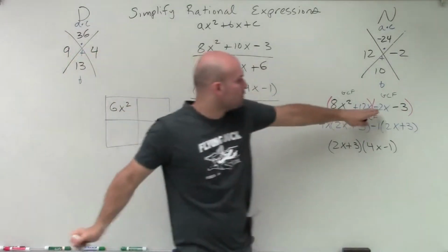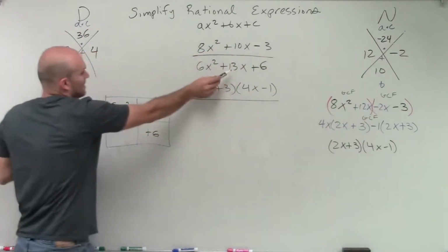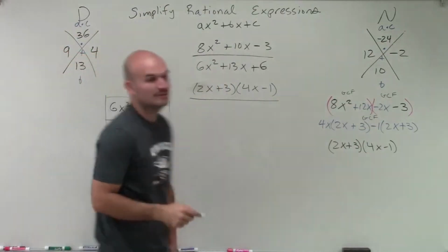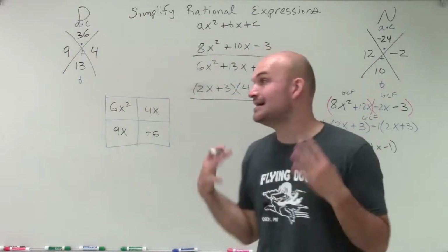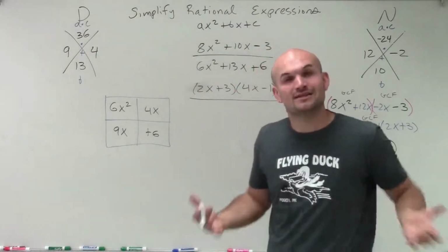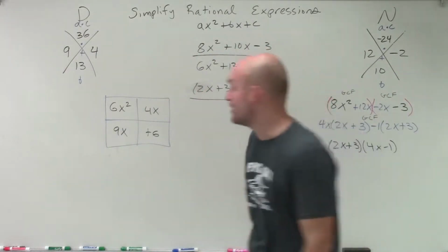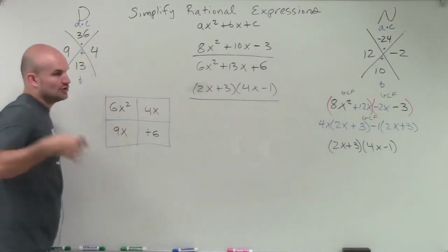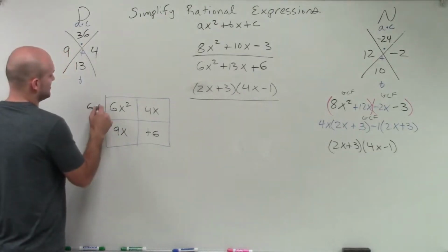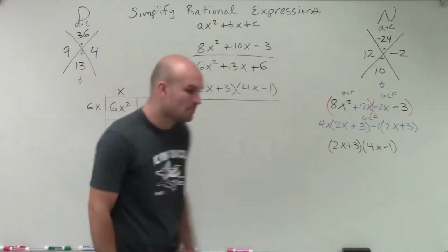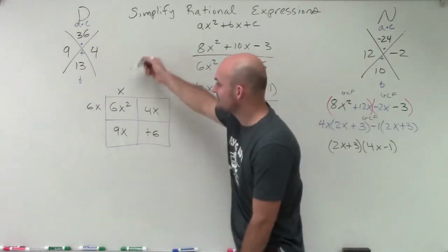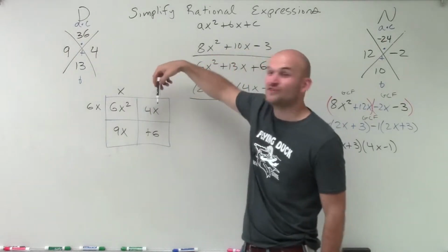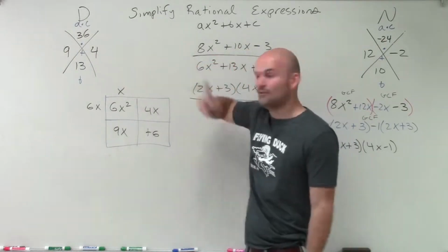Just like how I rewrote our middle term here, I can rewrite my 13x as 9x and 4x. All right, and that helps us fill in our boxes. Now we just need to determine what are the lengths of the box that create that area. So I'll show you a little guess and check on why some things work and why some things don't. Let's look in the upper left-hand box. We know that 6x times x gives us 6x squared. However, 6x times what gives us 4x? Well, that's going to start getting into a fraction, right? We don't want to deal with fractions.